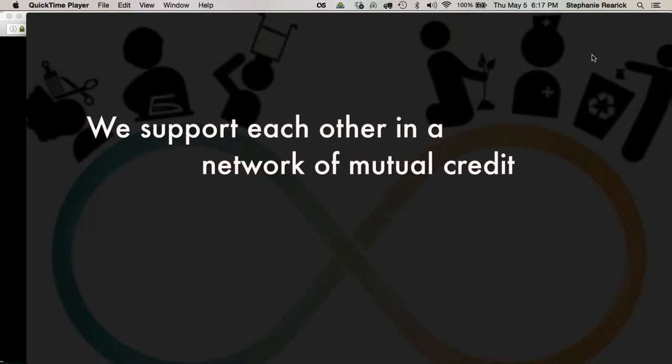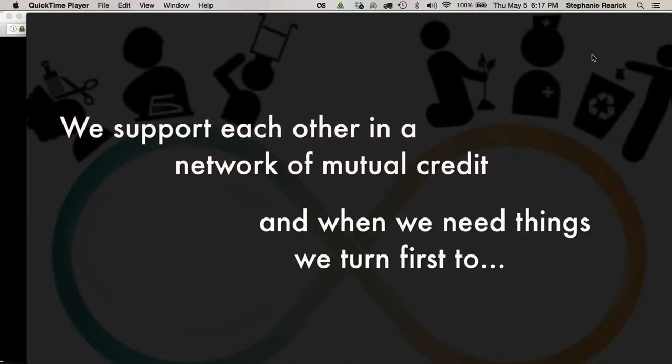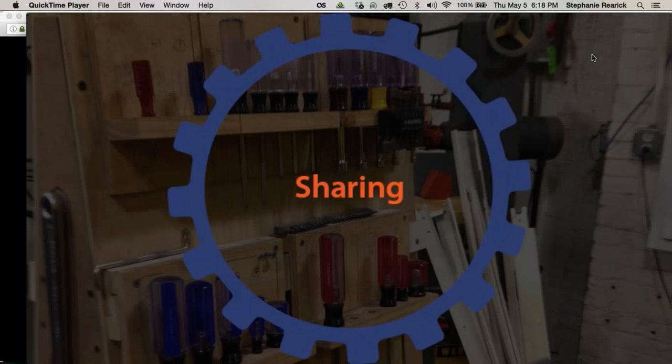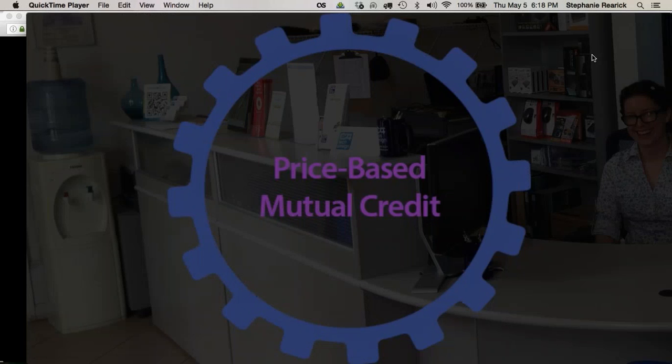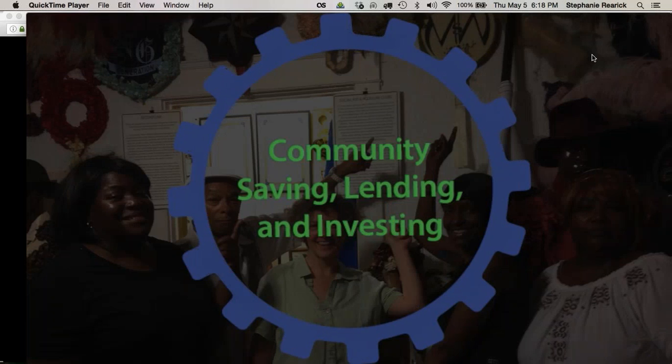in a network of mutual credit, and when we need things, we turn first to sharing, making and using things like maker spaces and tool libraries, then time banking, where we exchange time credits for abundant and necessary things like care, creativity, or community work, price-based mutual credit for local business, and savings pools for when we need money and can tap into a collectively managed pool of it.